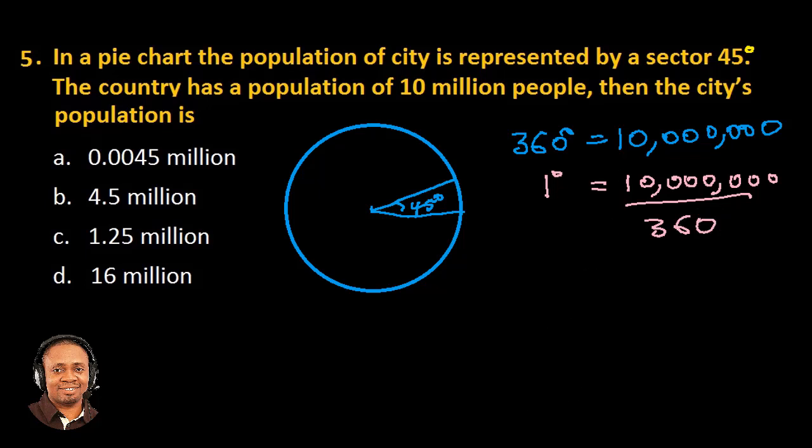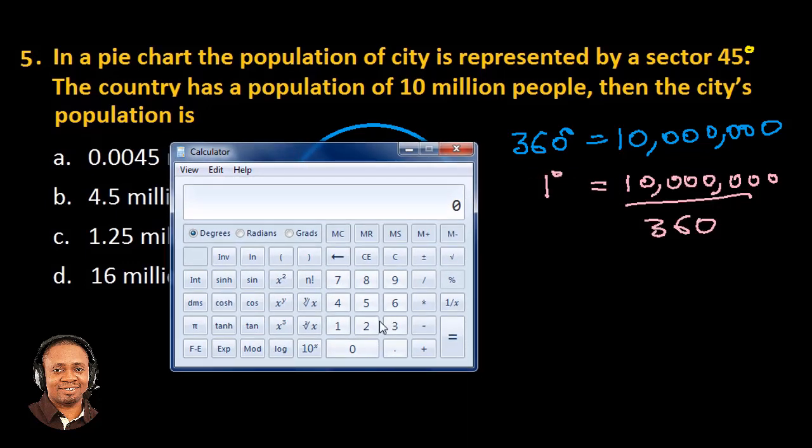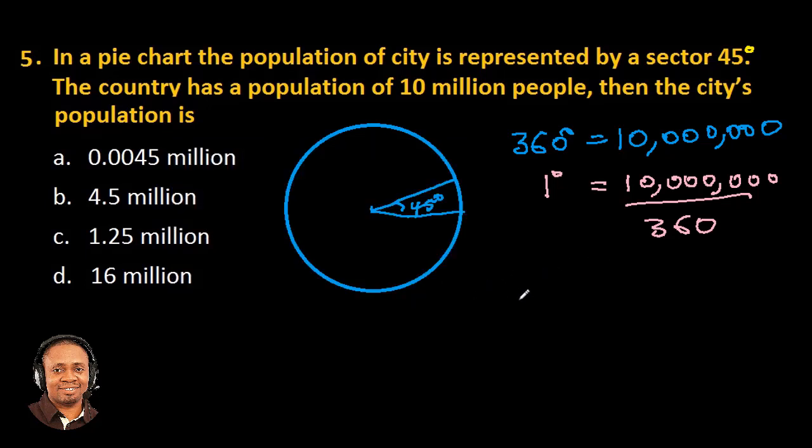So we're going to use our calculator now. Let us punch 10 million in our calculator, 10 million to be divided by 360. Okay, so that will give us 27,778, and we're going to multiply that.